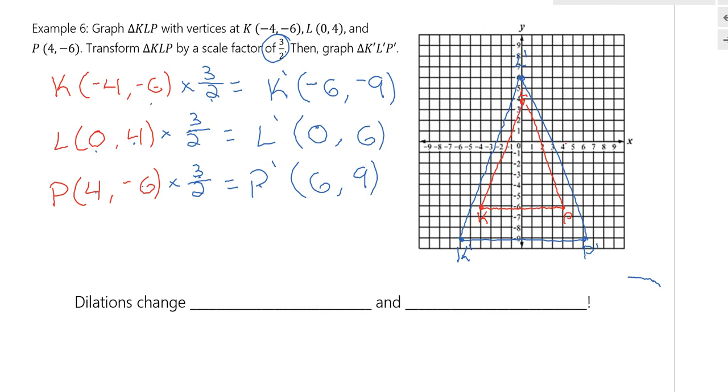So, what do dilations change? Well, the biggest thing we notice that they change is size. They also technically change position. Those points are moving around, so they do change position as well.